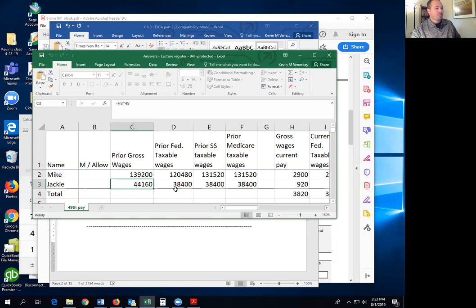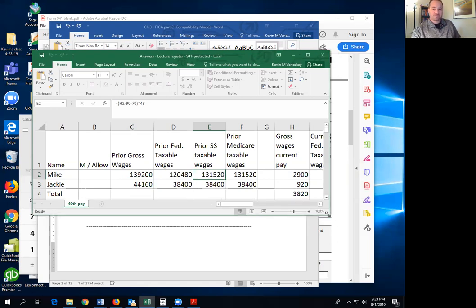Now, I'm going to skip over the federal for just a second and look at what I did to get, well, now I know how much gross wages I've made, and that's good, but how much have I made that's actually been taxable? Because not all of the $139,200 has been taxable. Some of it, like the medical premiums and the flexible spending, those are taken off. Those aren't taxed. So what I've done is I've taken my cell H2, the 2900, and then I go and find the amounts that aren't taxed.